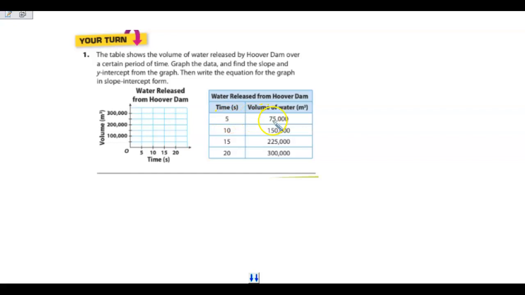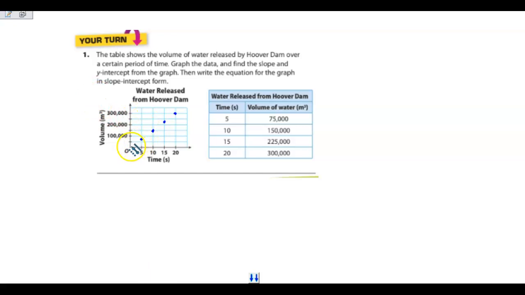So at 5 seconds, it's at 75,000 cubic meters. So 75,000 would be about halfway here. So about there. And then at 10 seconds, it's at 150,000, which would be about there. And then at 15 seconds, it's 225,000, so a little bit above the 200,000 line. And then at 20 seconds, we have 300,000. And now that we've done that, we can draw our line.